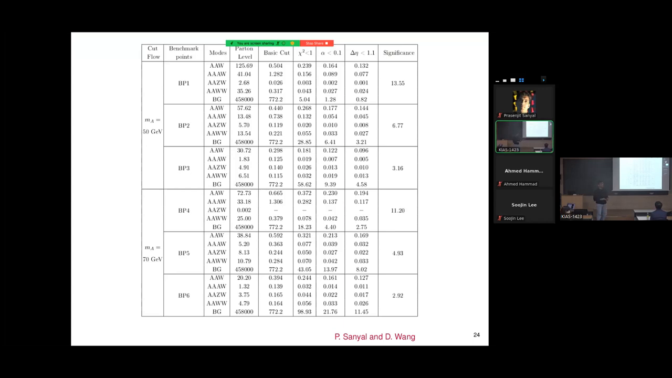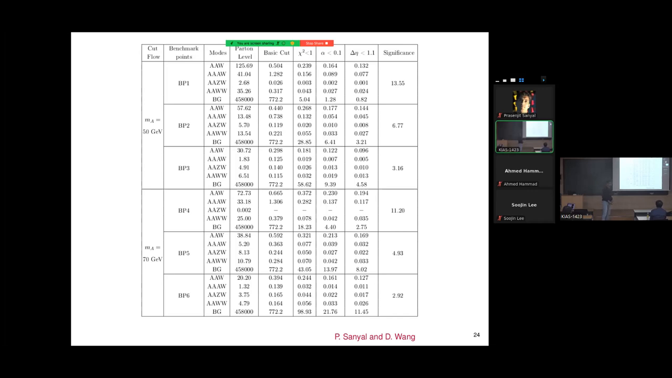Yeah. So for benchmark 1, you have your significance as 13.55 and for benchmark 6, 2.92. Why is it so different? This is because you see the cross section is reducing over here. Benchmark 6 is not a good one, I mean, the cross section is falling with the masses of the charged Higgs, and that's why. Here the charged Higgs is much heavier.